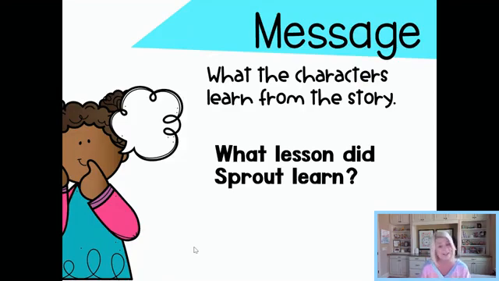Now, when we're thinking about the message in the story and thinking about what lesson did the character learn, we can think about, remember a few weeks ago whenever I talked to you about the glove? We can think about the problem the character faced, or what feelings he experienced. So in this story, what problem did he face or what feelings did he experience? I want you to stop and think about that for just a minute.